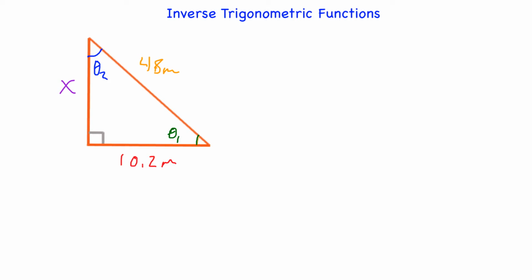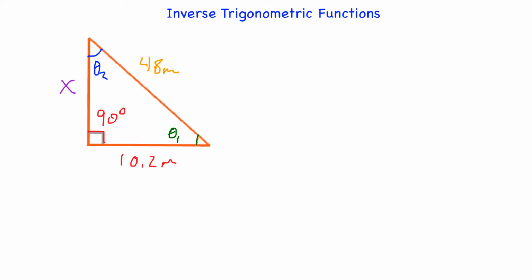Okay, so let's go ahead and try and figure out what theta 1 is first. Obviously, we know that this box here means 90 degrees. This is a right triangle. I haven't taught you how to do anything trigonometric function-wise on a triangle other than a right triangle, and I'm not going to. Okay, so let's figure out what theta 1 is.